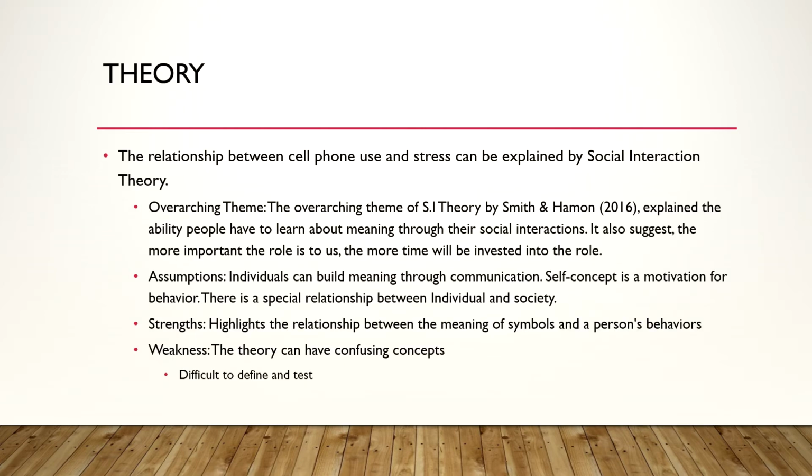Theory. The relationship between cell phone use and stress can be explained by social interaction theory. There is an overarching theme. The overarching theme of this theory explains how people have the ability to learn about meaning through their social interactions. It also suggests the more important the role is to us, the more time will be invested into the role. It assumes that individuals can build meaning through communication. Self-concept is a motivation for behavior, and there is a special relationship between individual and society. The strengths: it highlights the relationship between the meaning of symbols and a person's behaviors. It also has weaknesses. The theory can have confusing concepts that are often difficult to define and test.